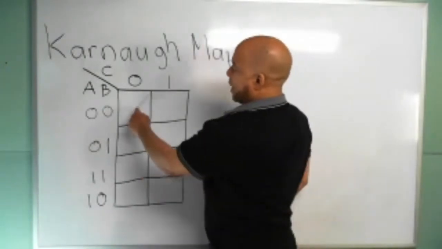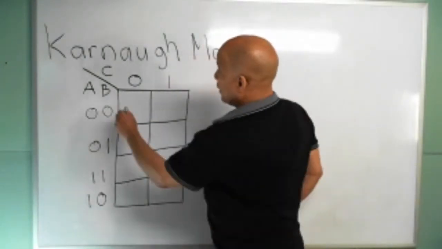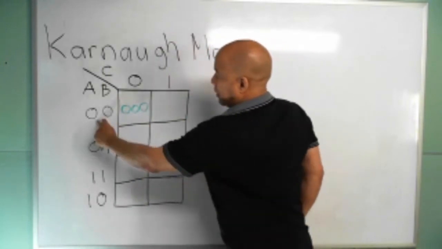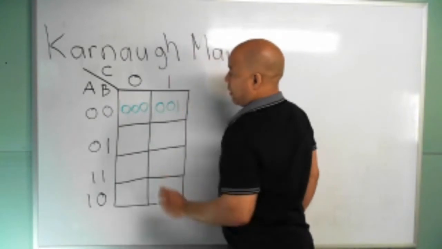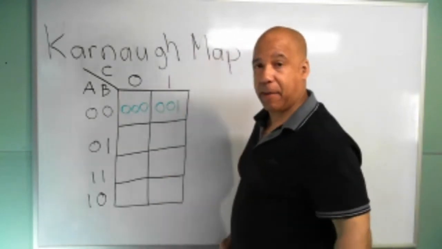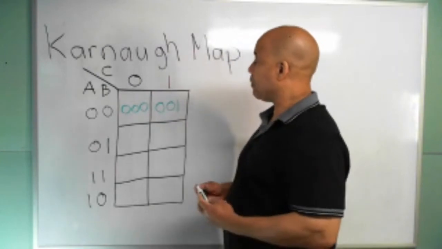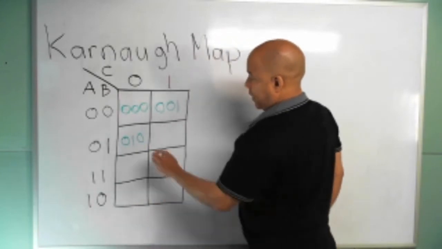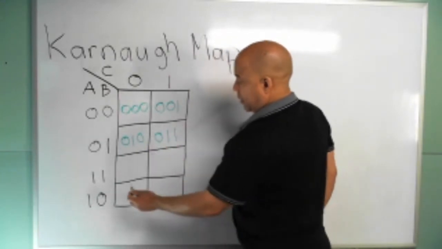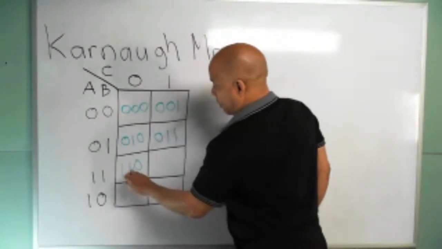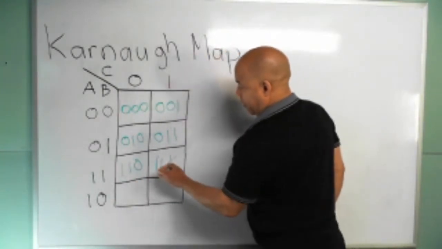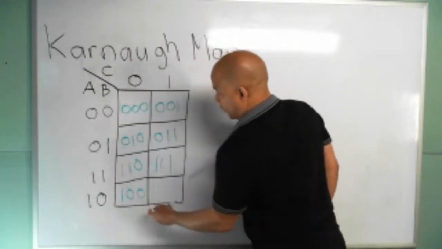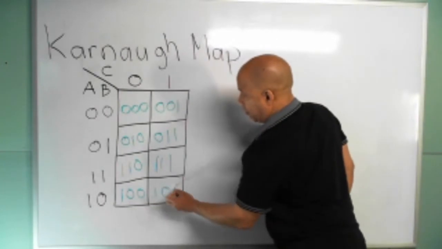now has a value. The binary value of this cell is 0, 0, 0. The binary of this cell is 0, 0, 1. And if you're doing this with pen and paper, go ahead and fill out the whole K-map with the binary values. This would be 0, 1, 0. This would be 0, 1, 1. This would be 1, 1, 0. This would be 1, 1, 1. This will be 1, 0, 0. And then this would be 1, 0, 1.